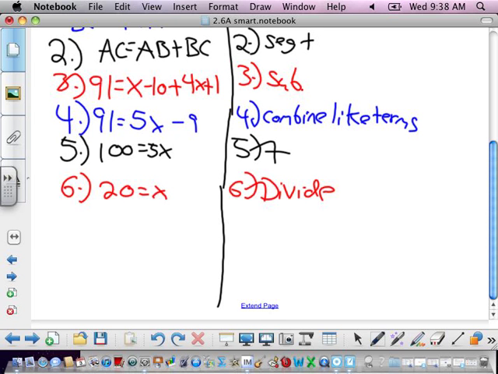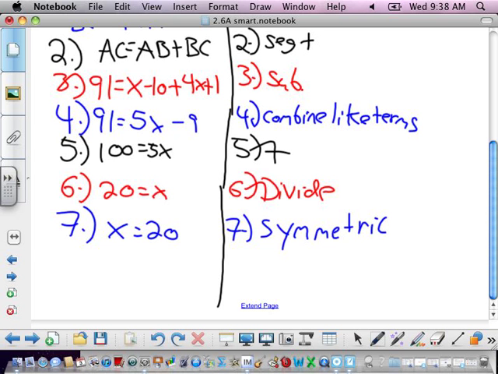Do I have x equals something yet? No. What do I have to do? My last step, step number 7. Symmetric. Symmetric, flip it. I'm sorry, Liana. Step 5 is add. That looks crazy. Thank you. I was trying to shorten it for you guys so you had less to write, but then it looked crazy.